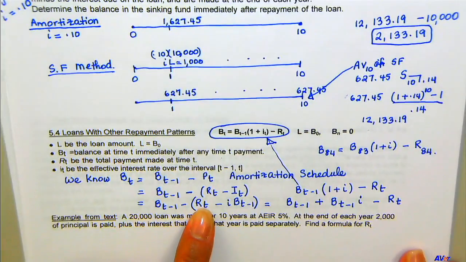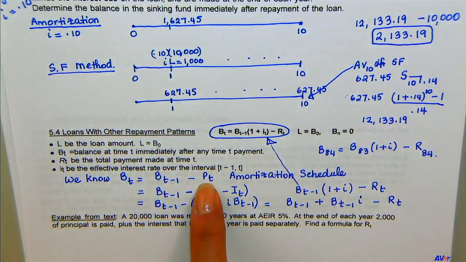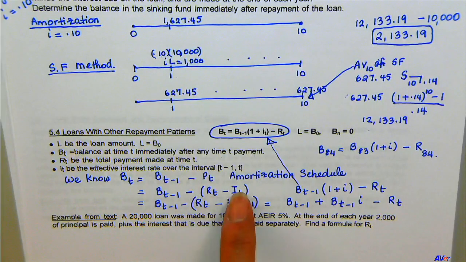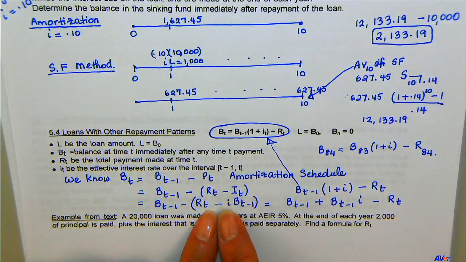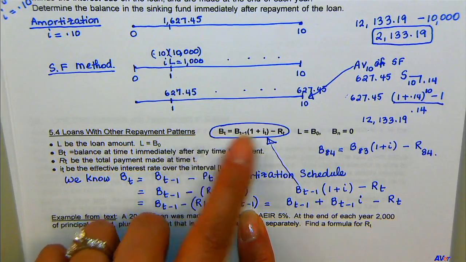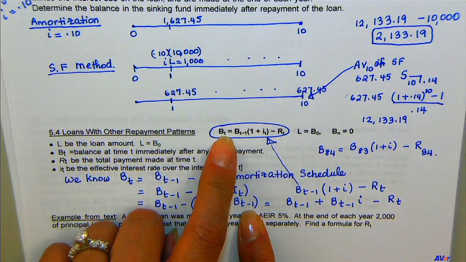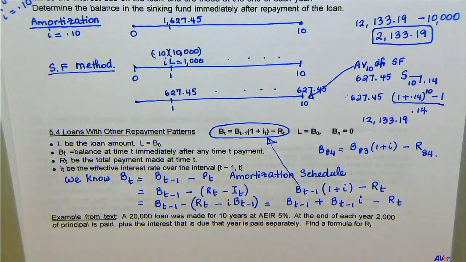So I'm just manipulating stuff I already know. One thing I used is that the principal part of the payment is equal to the total payment minus the interest part of the payment. And another formula that I used is that the interest at time t is equal to the interest rate times the balance at time t minus 1. When I make these substitutions, I am able to get a formula for OLB t in terms of OLB t minus 1. Follow or no?